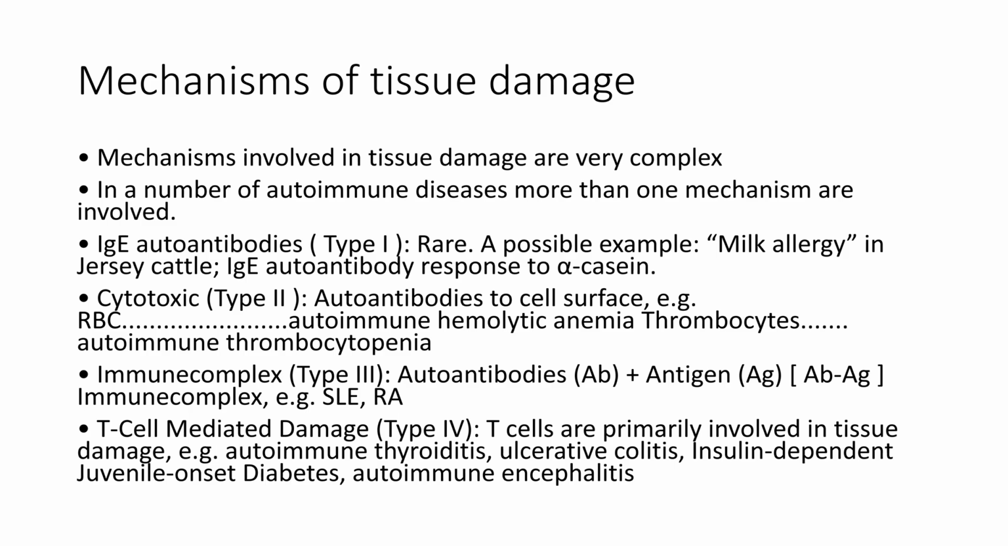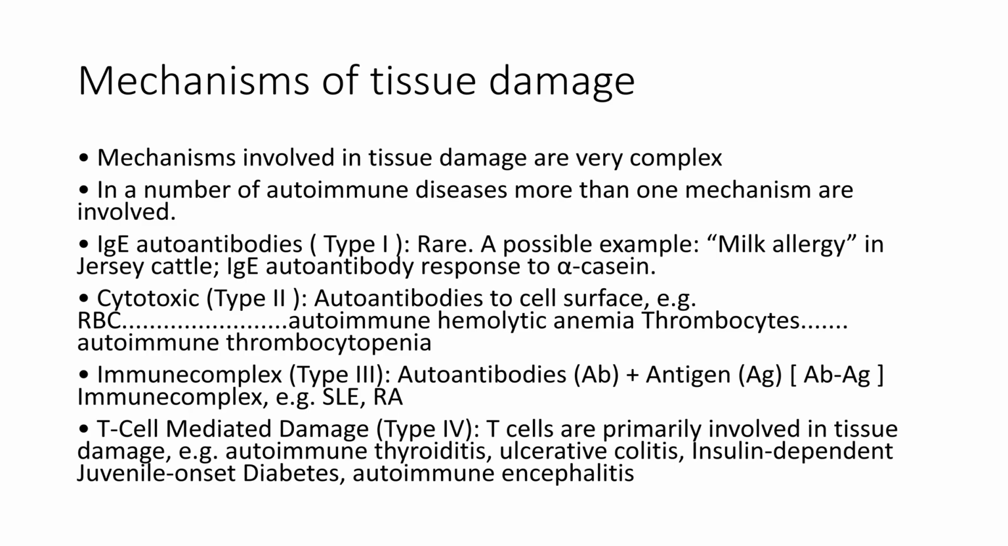The second can be cytotoxic type 2 hypersensitivity reactions. In this, autoantibodies develop to the cell surface, for example RBCs. In RBCs, autoimmune hemolytic anemia occurs. When thrombocytes are involved, it results in autoimmune thrombocytopenia.